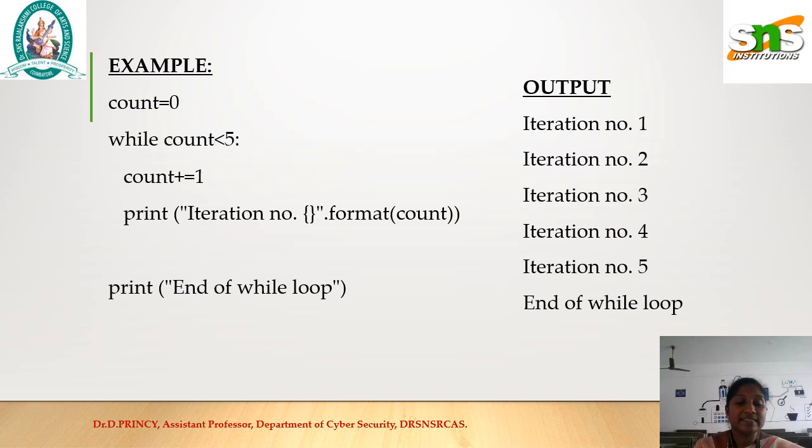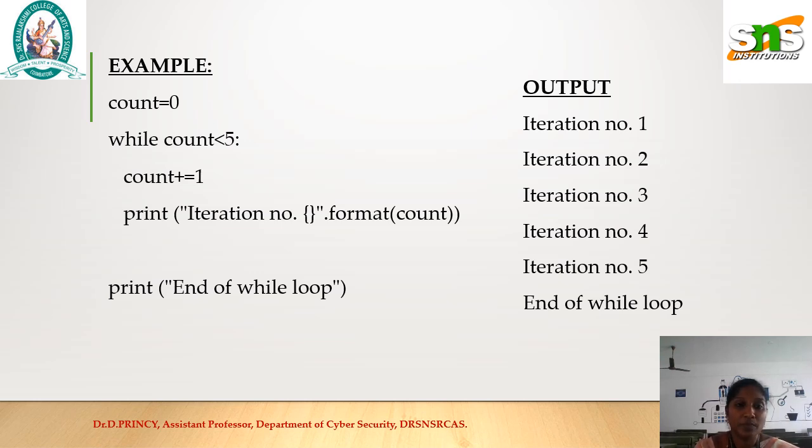Example: assigning the value 0 to the count variable, while count is less than 5. The initial value of the count is 0, so the condition becomes true. Inside the while loop, I included two statements. One is increasing the count value by 1. Another one is printing the iteration number. So I increase the count to 1, then I print the values for iteration number 1.